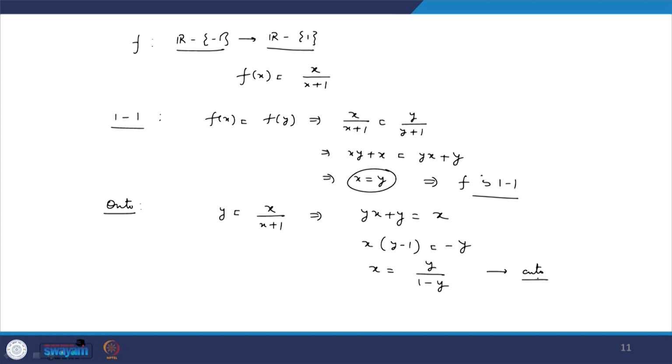Now, what is the inverse of this? The inverse is given by this expression itself. The inverse of f at y is simply y upon 1 minus y. This is the inverse of this function.